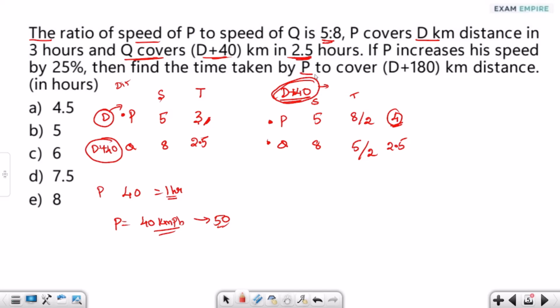Find the time taken by P to cover D plus 180 kilometer distance. See, what is the speed of P? 40. In order to cover D distance, 3 hours. So 40 into 3, 120. So 120 plus 180 divided by 50. Okay, if I cancel, what will we get? So 30 divided by 5, which is 6 hours. Okay, so answer for this particular question is 6 hours.